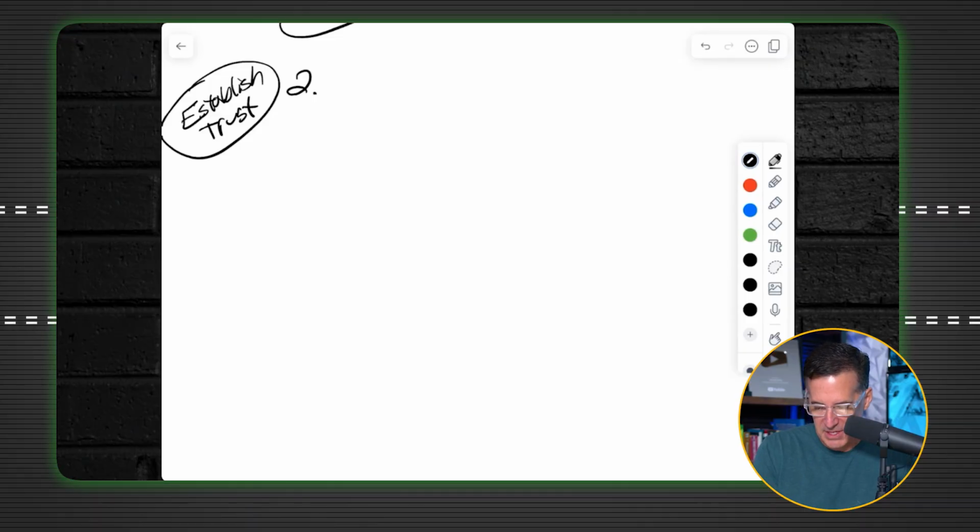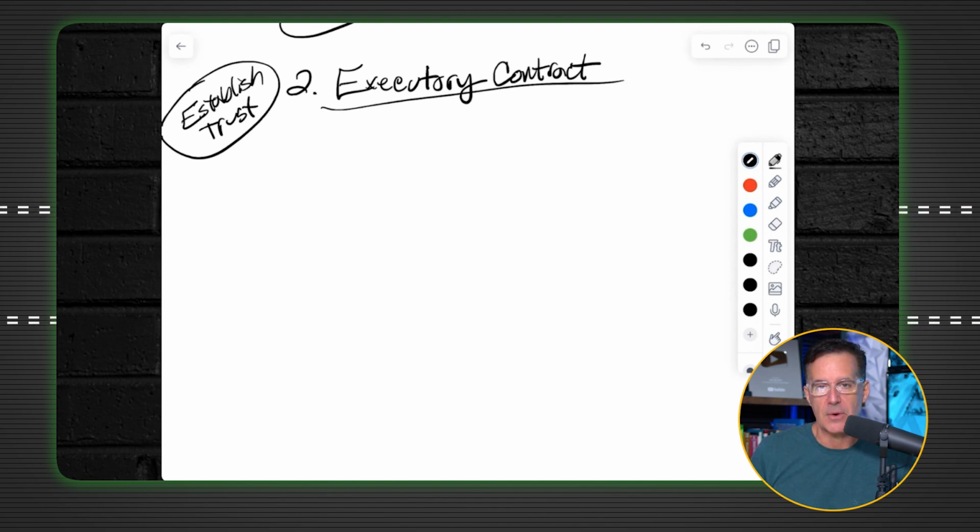It's real simple. It's called an executory contract. Now, this is a name that's given by the courts. I don't own this name, nobody does, but it's commonly known. An executed contract is the opposite: everything's completed and it's absolutely done.